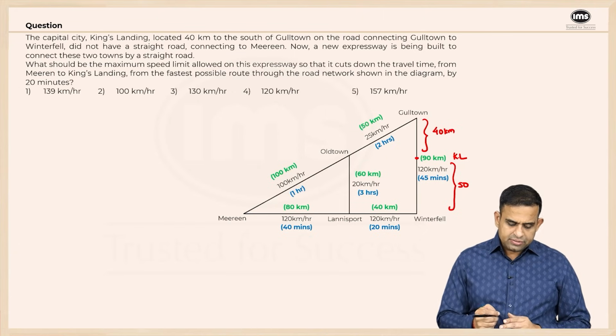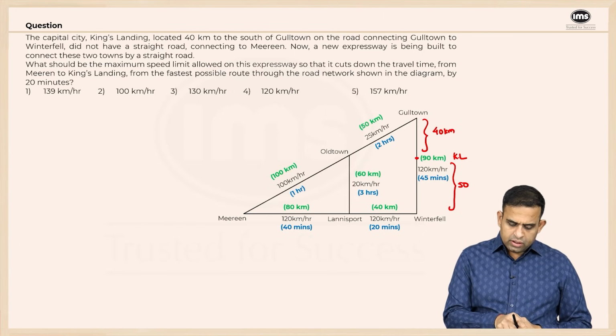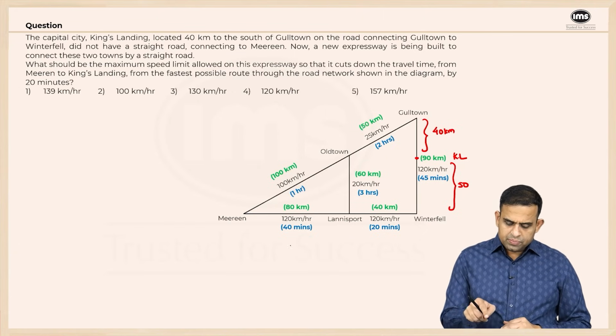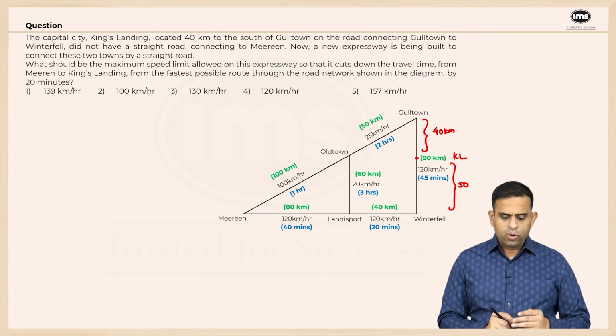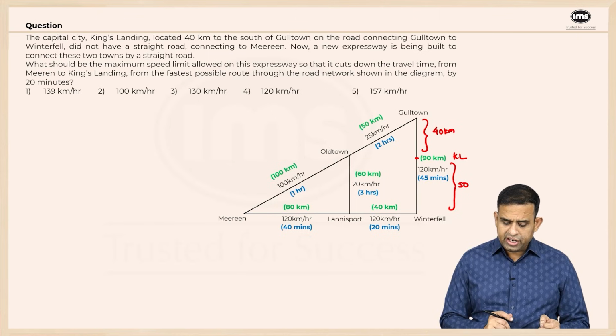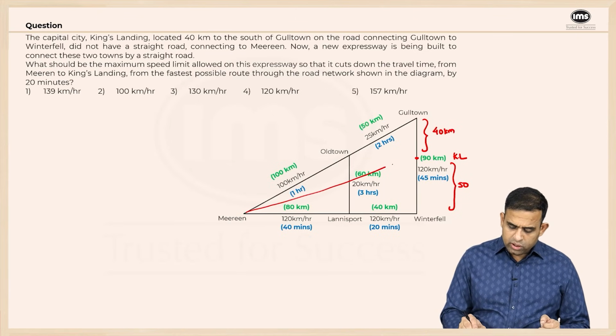Then they are saying that south of Gulltown on the road connecting Gulltown to Winterfell did not have a straight road connecting Meereen. So we don't have a road like this over here.